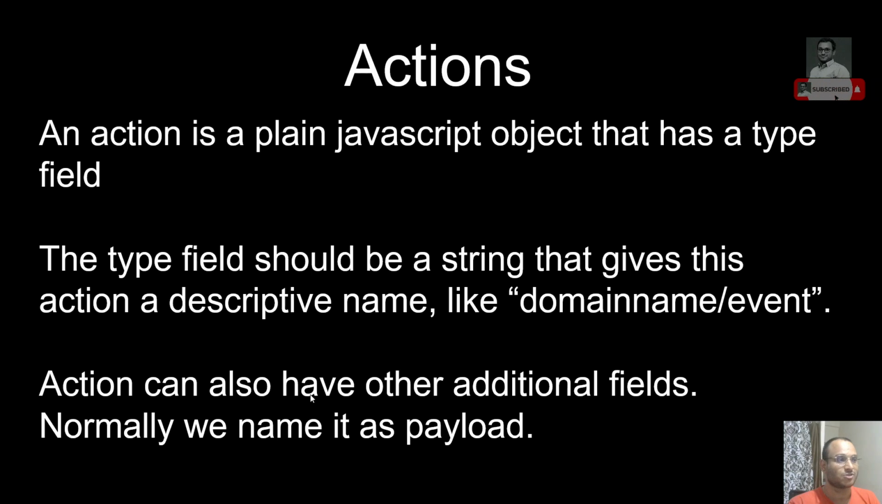An action can also have other additional fields. Normally we name it as a payload. So including the type field, we can also send some other additional fields. Normally we will name this one a payload. That means if you want to send some additional data to the reducer or somewhere, you can send the data through the action. We can also send that additional field along with the type, but type is a compulsory property.